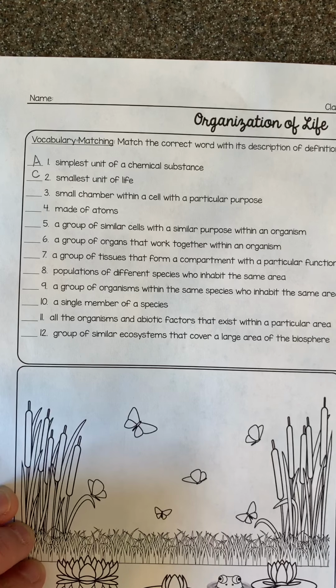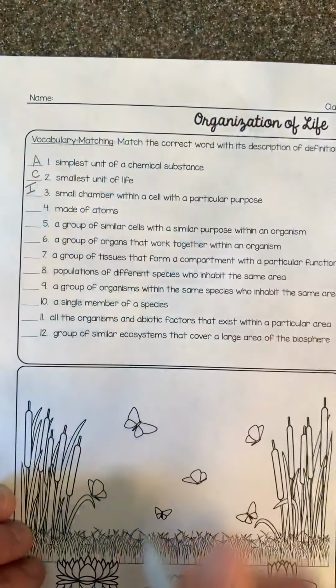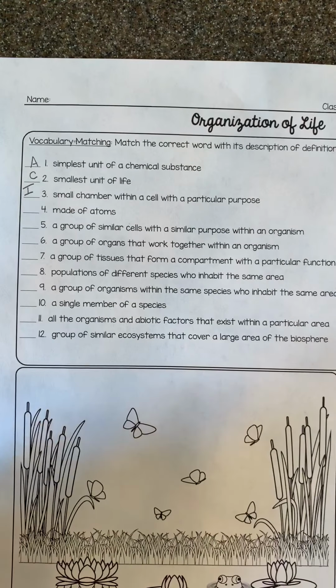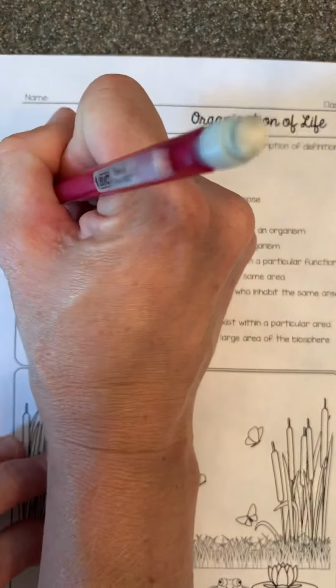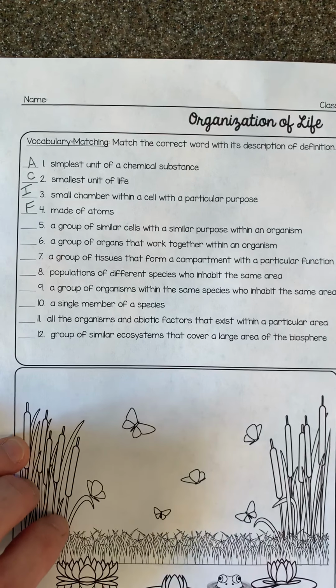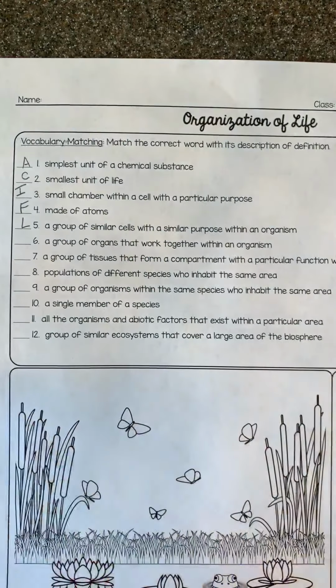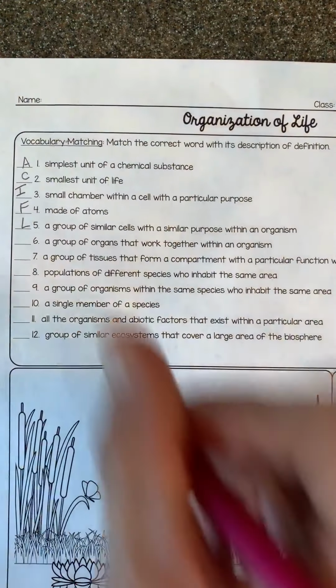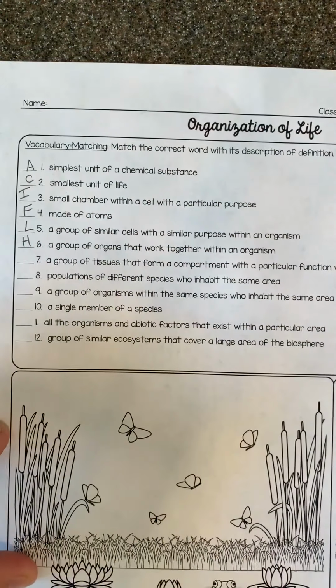Then the small chamber within a cell with a particular purpose is I, an organelle. Made of atoms is F, a molecule. A group of similar cells with a similar purpose within an organism is L, tissue. A group of organs that work together within an organism is an organ system, H. A group of tissues that form a component of a particular function within an organism is G for organ.